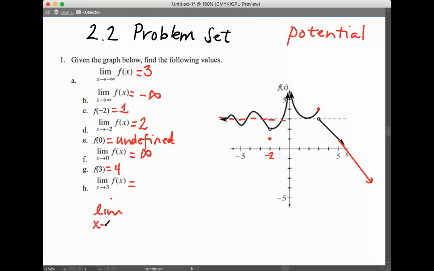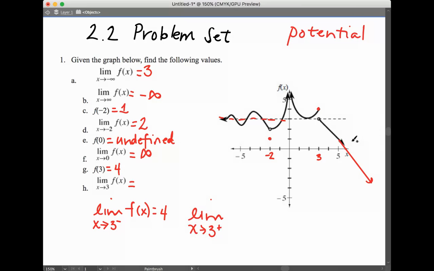But since I have you, I'm going to review the two side limits. The limit as x approaches 3 with the negative sign means the limit as x approaches 3 from the left. As we get closer and closer to x equals 3 on the left-hand side, that function is headed to 4. The limit as x approaches 3 with the positive sign means it's approaching from the right. We can see as we do that, closer and closer and closer, we're only going to 3. Since these two one-sided limits don't match, the limit overall does not exist. And that stands for does not exist.